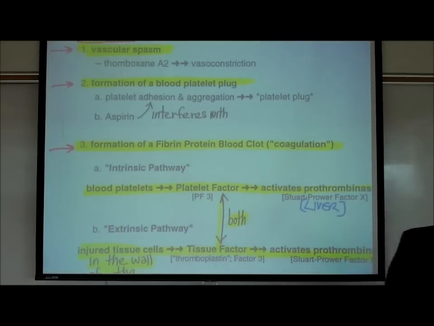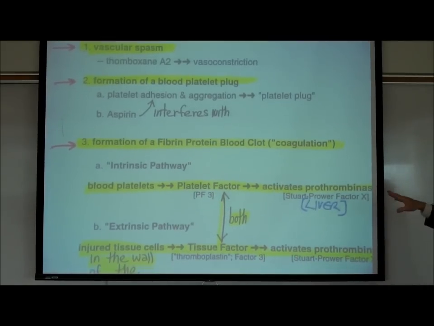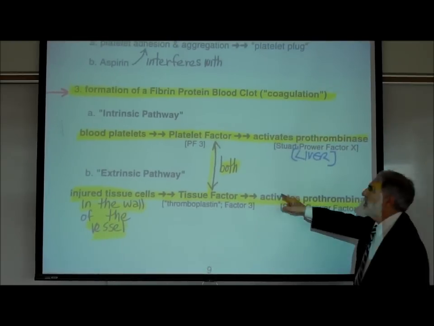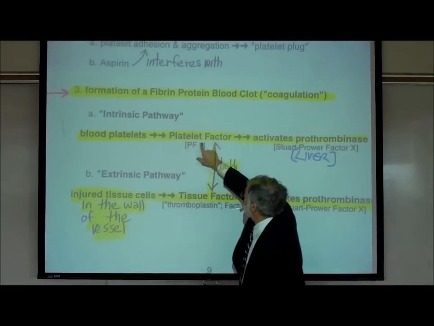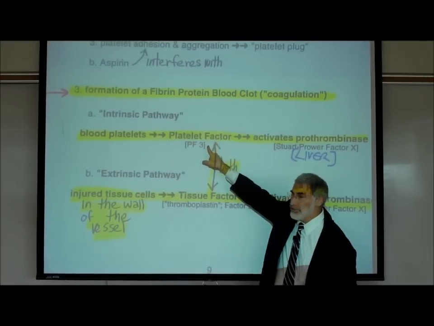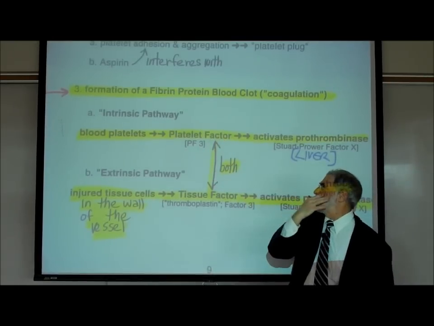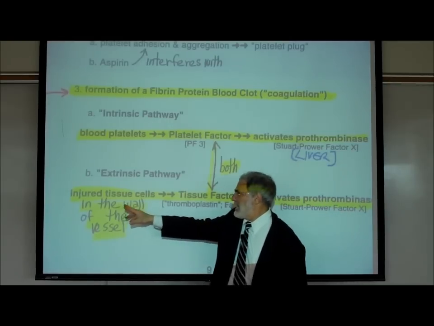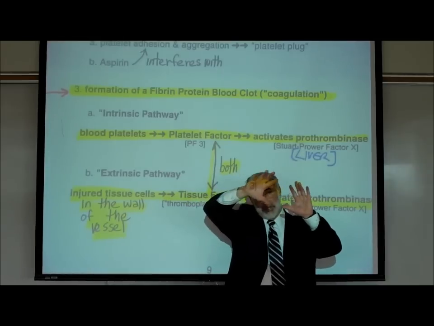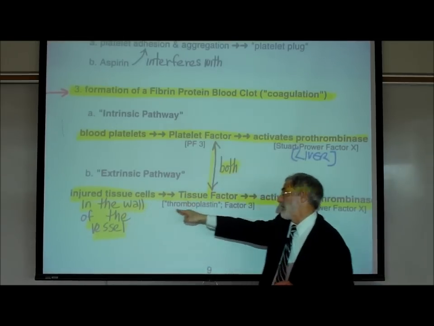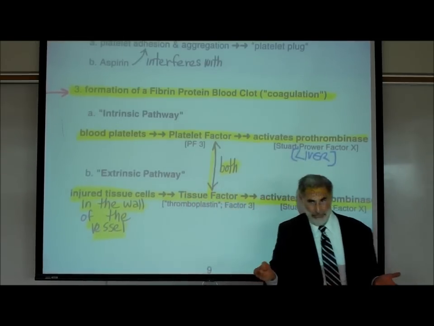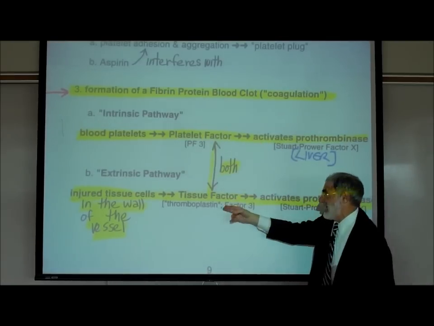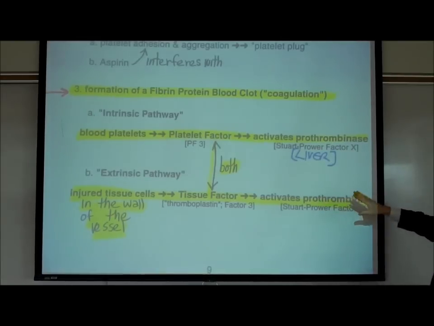Now, the third step, we said, is the formation of that fibrin clot. And this is actually known as coagulation, the forming of the fibrin clot. So here we wrote the blood platelets release this PF, or platelet factor. And incidentally, not only do the blood platelets release this chemical called platelet factor, but the injured cells of the wall of the vessel release a chemical called tissue factor, or TF. And both of these, PF, platelet factor, and TF, tissue factor, both have the same effect.